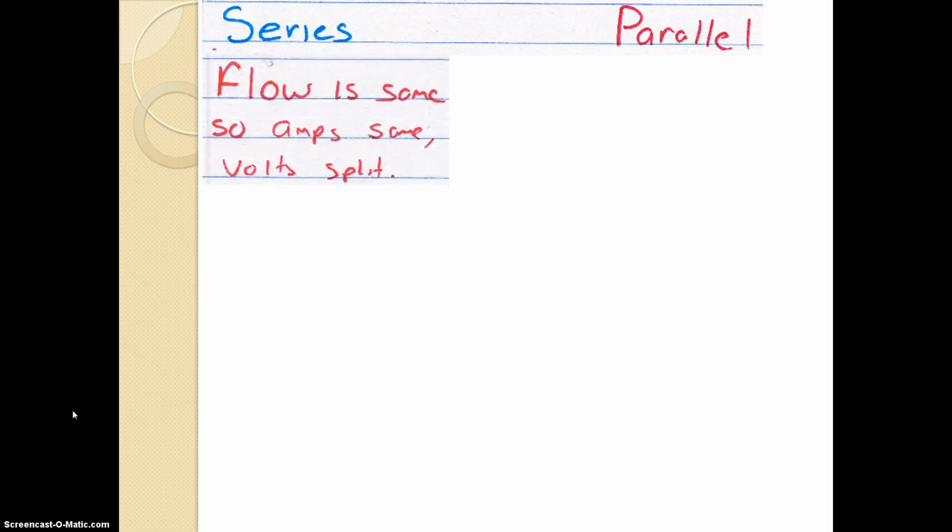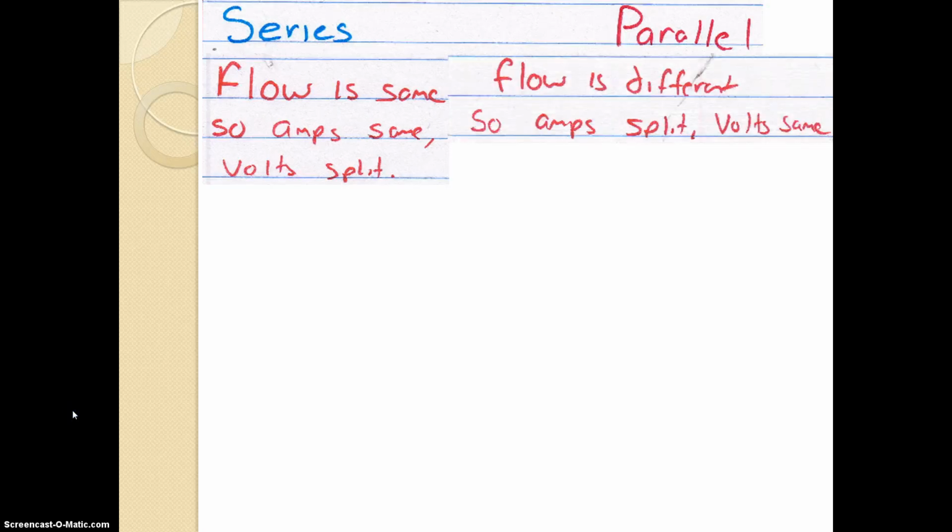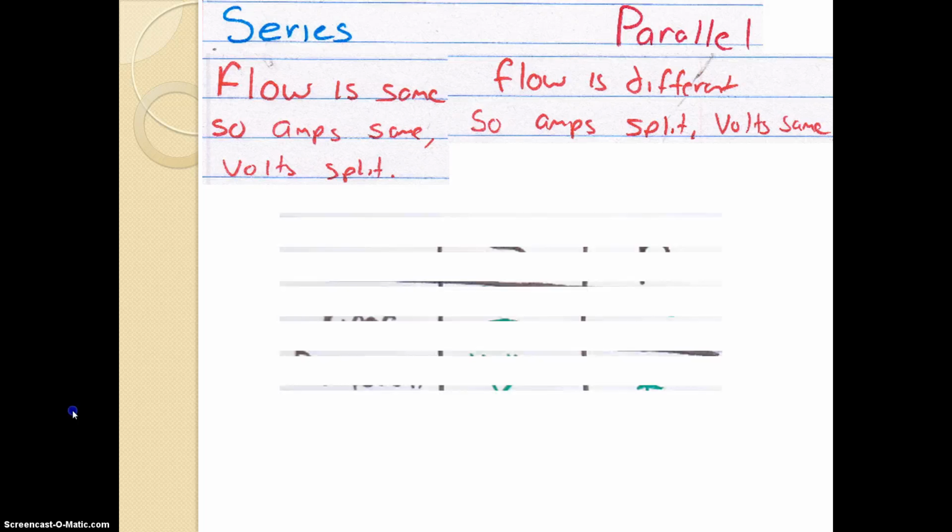So in summary, in series, the flow is the same. They all have the letter I going through them. So the amps are the same, which means the voltage splits up to make it happen. In parallel, the flow is different. So since the amps split, the volts have to be the same for every branch.